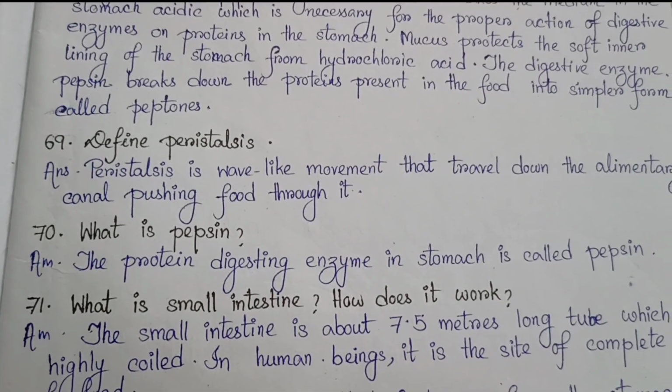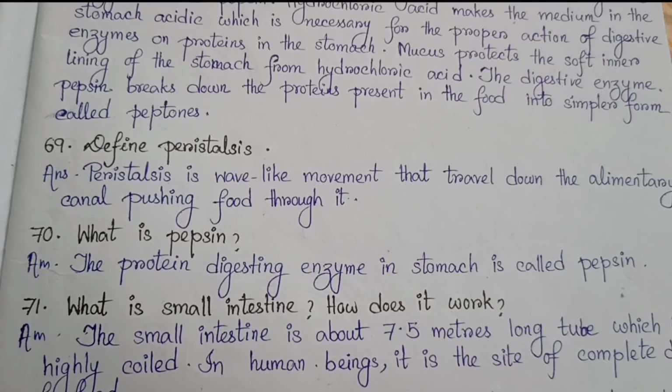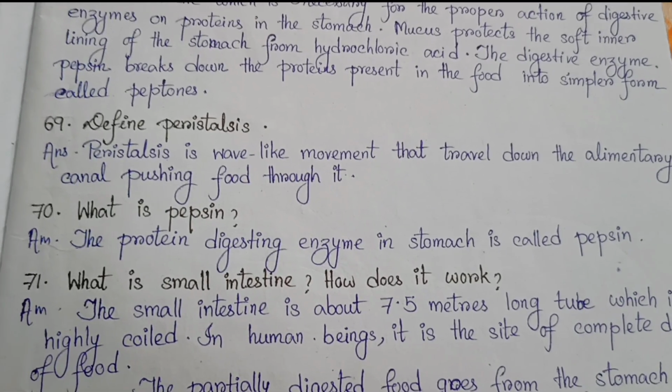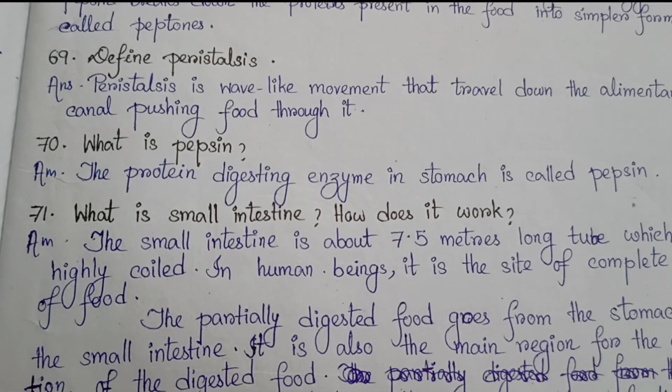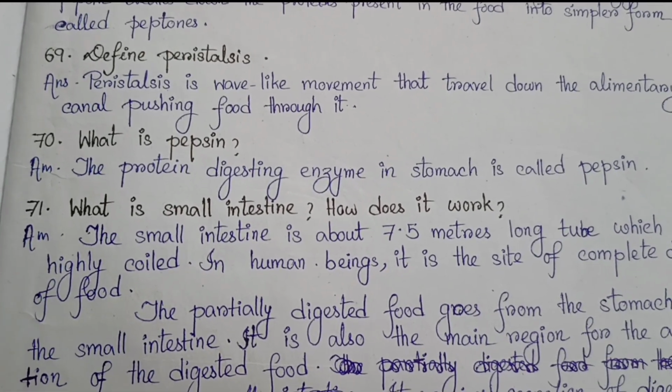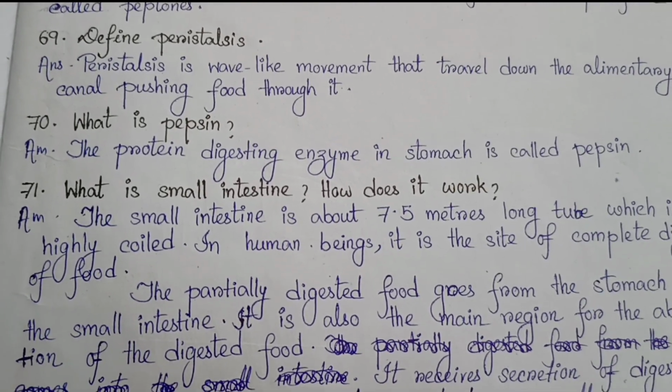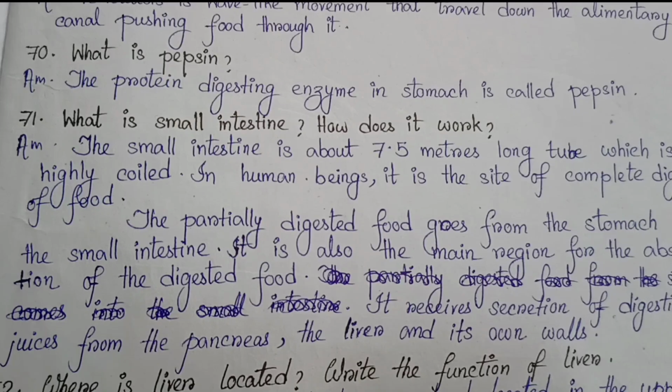69. Define peristalsis. Peristalsis is wave-like movement that travels down the alimentary canal, pushing food through it. Number 70. What is pepsin? The protein digesting enzyme in stomach is called pepsin. 71. What is small intestine?